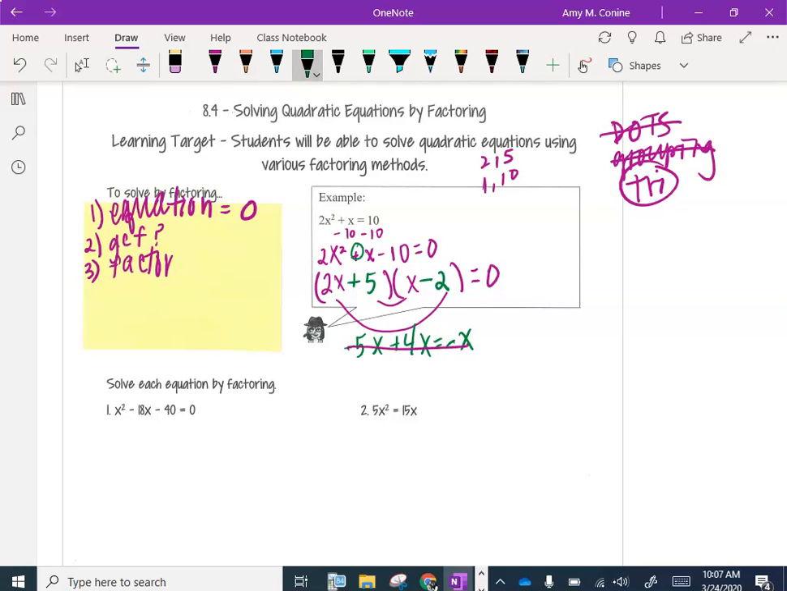Let's try another one. So 5x, so now it's positive. 2 times negative 2 gives me my negative 4x. And that gives me a positive 1x. So that means these are my factors, okay?